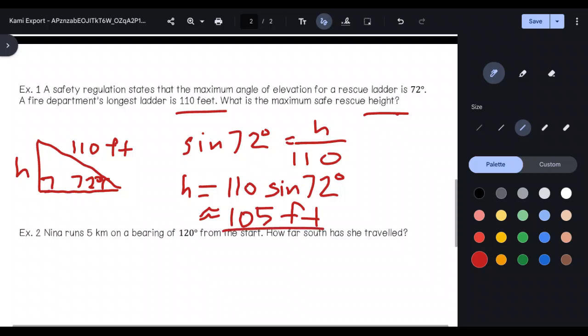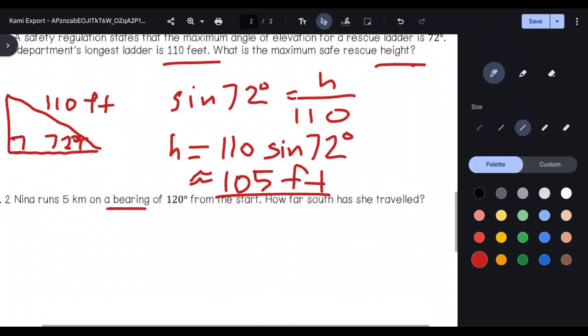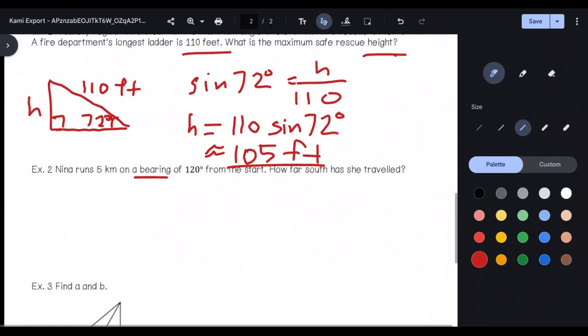All right, for this next one, I'll let you guys try on your own, but as you can see, we're going to be talking about bearings. And so when working with bearings, you should definitely always start with a picture, of course, and using a north, south, east, and west graph.